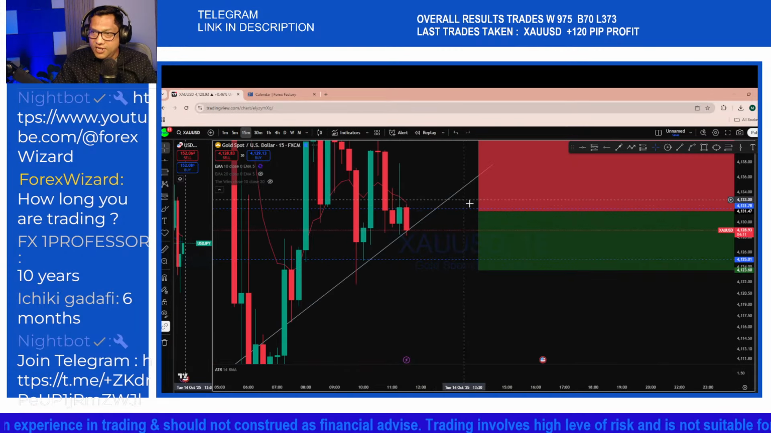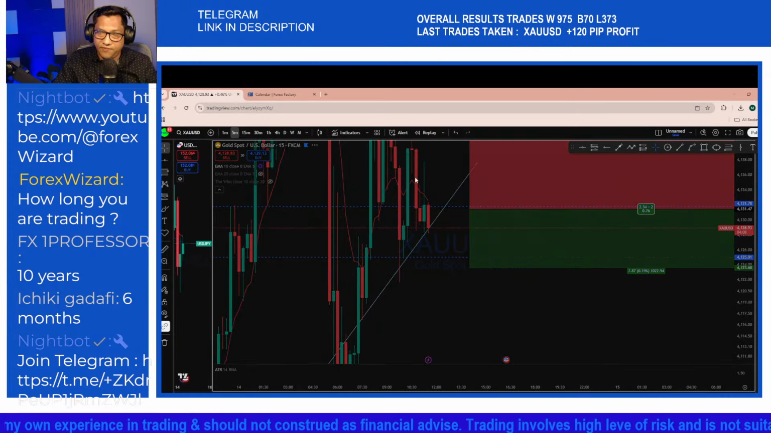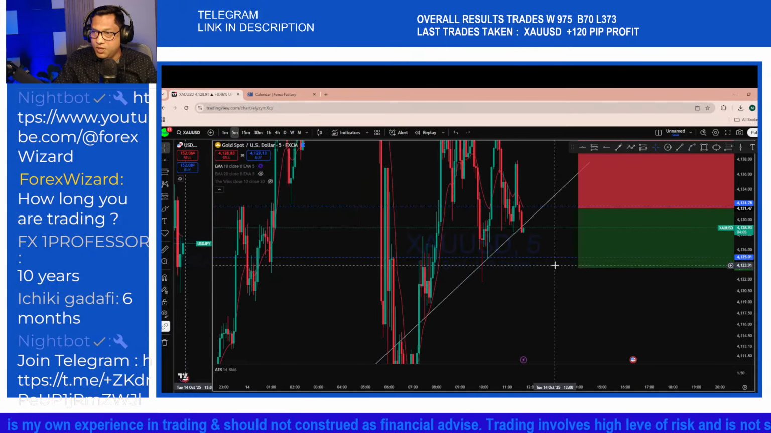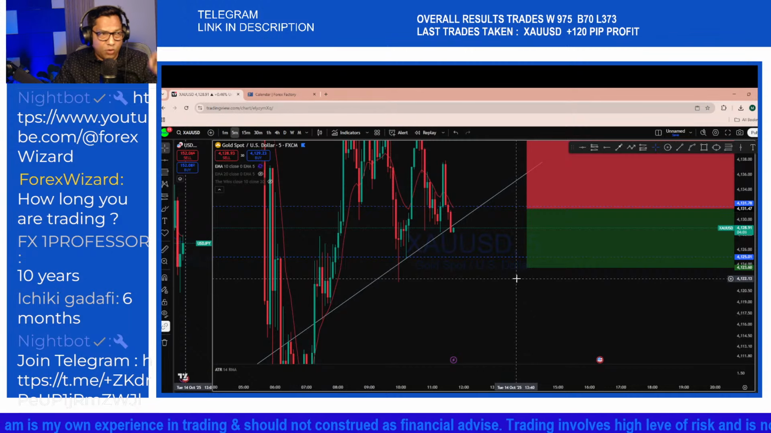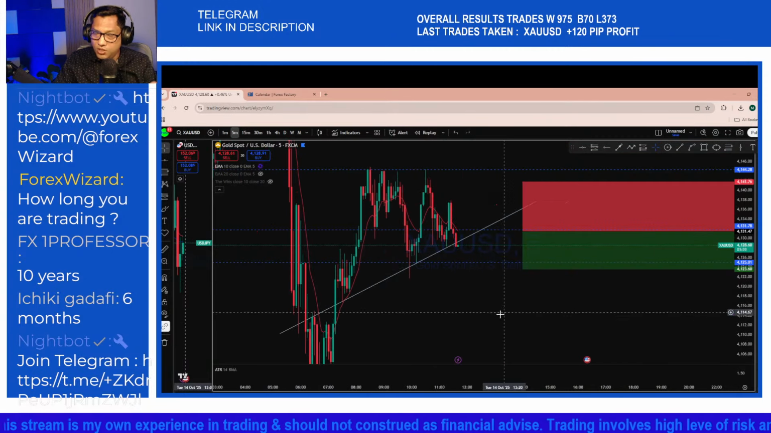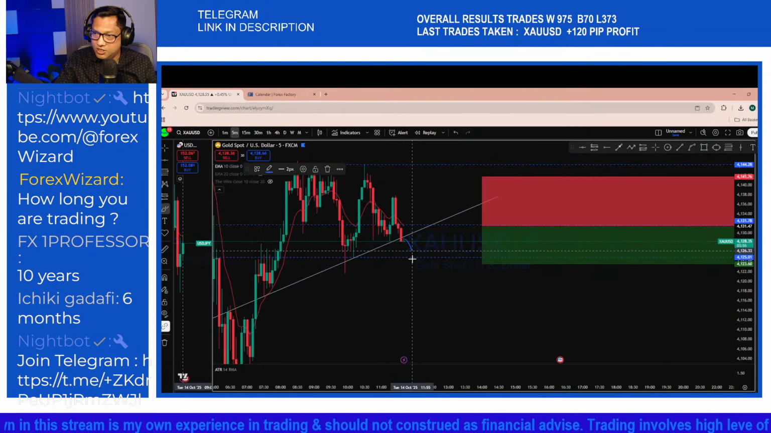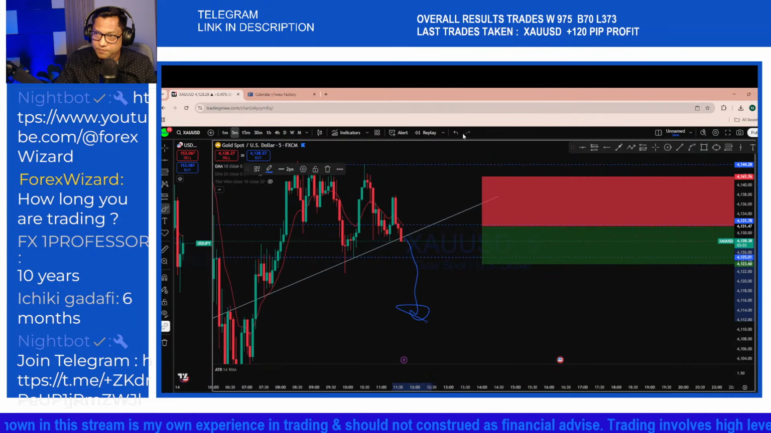Now looking here at the lower time frame, look at this 15-minute and the 5-minute chart on gold. It's now just breaking out of that trend line that you can see in that area. So with the break of this trend line, expecting the market to drop further below.